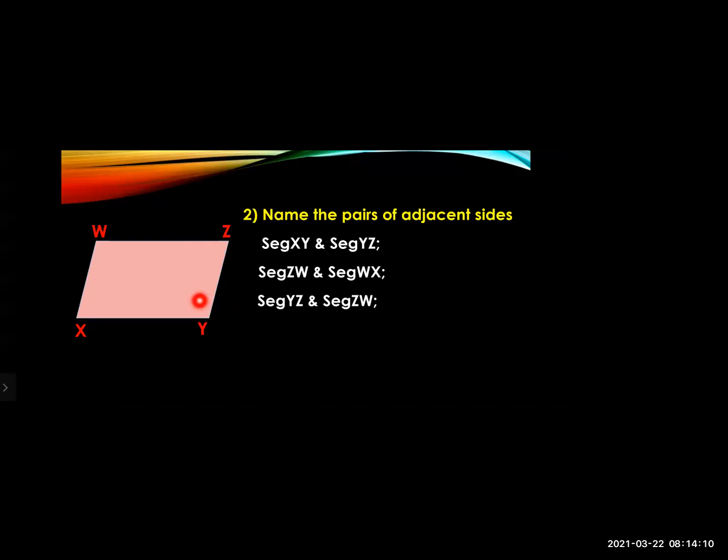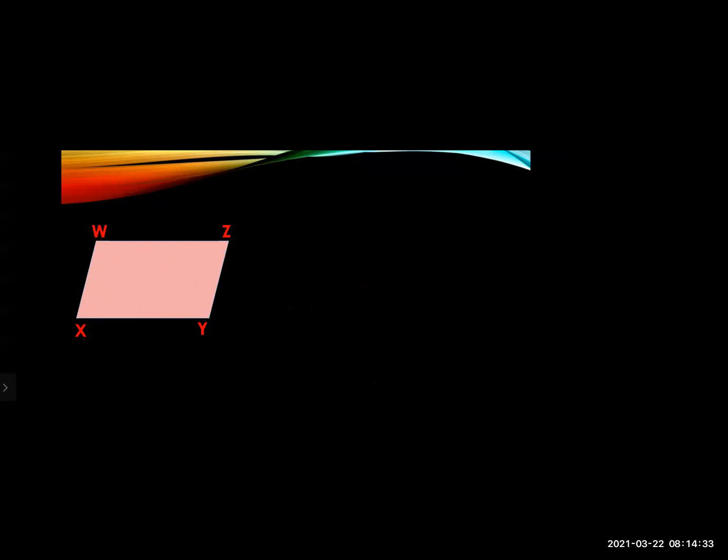Now segment YZ and segment ZW. In this, which is the common vertex? Z is the common vertex. Then segment WX and XY. In this, X is the common vertex. So in adjacent sides, you will always get 4 pairs of adjacent sides in a quadrilateral.